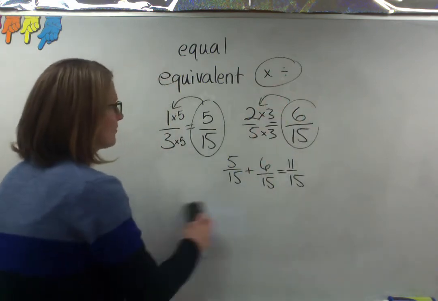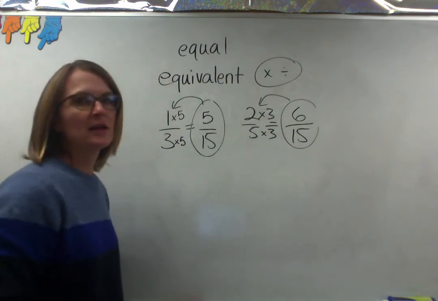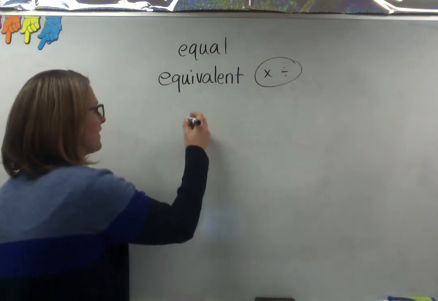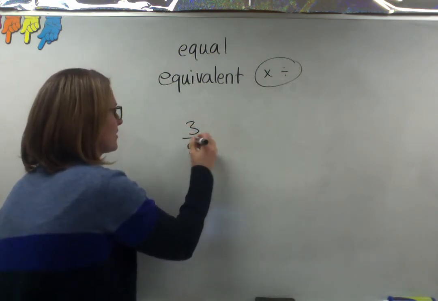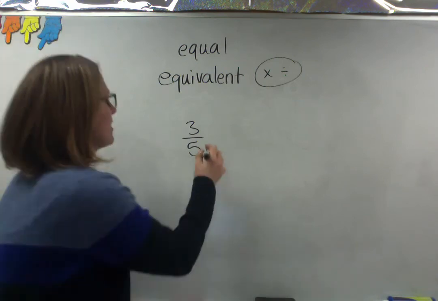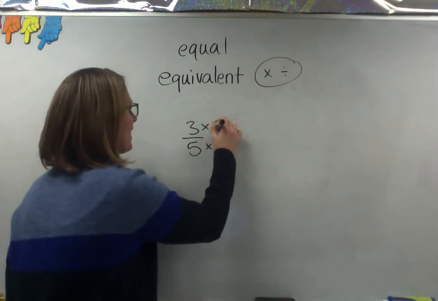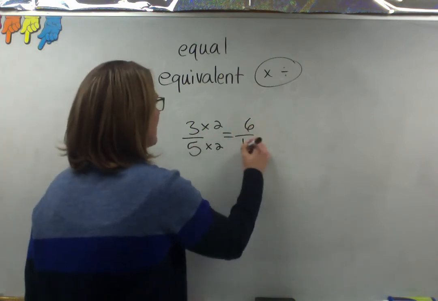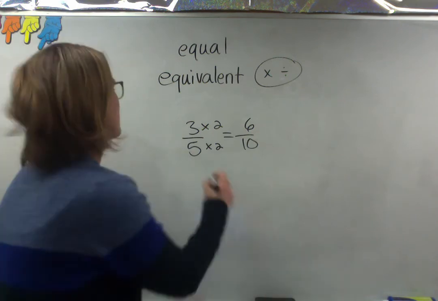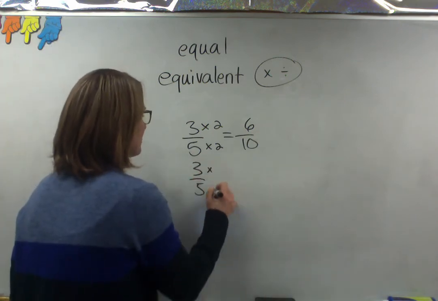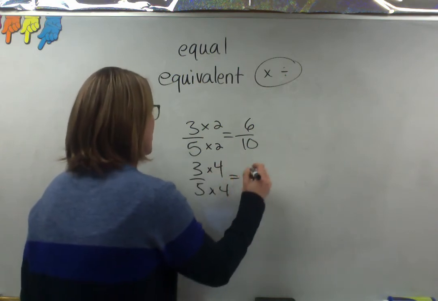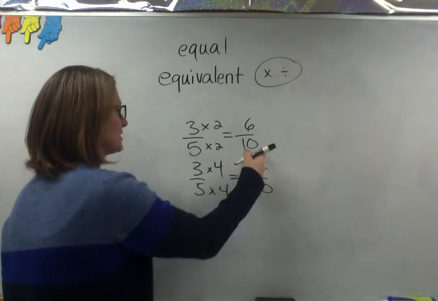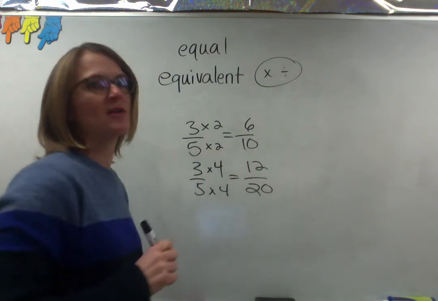So this is an equivalent fraction for that, and this is an equivalent fraction for that. And you can make equivalent fractions by multiplying and dividing both the top and the bottom by the same number. So if I have a fraction like 3/5, as long as I multiply both the top and the bottom by the same number, so if I multiply both by 2, I'm going to get 6/10. 6/10 is the same thing as 3/5. I can take 3/5 and multiply the top and the bottom by 4, and I would get 12/20, which is going to be the same as 3/5, which is also the same as 6/10.